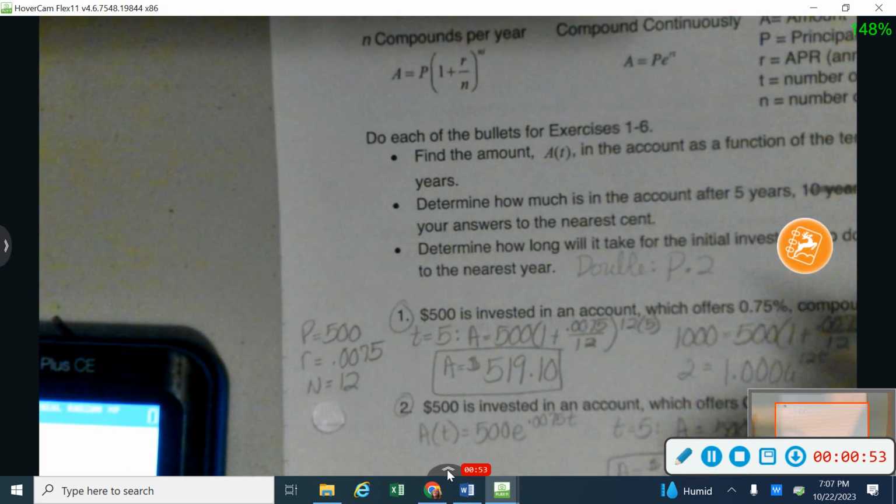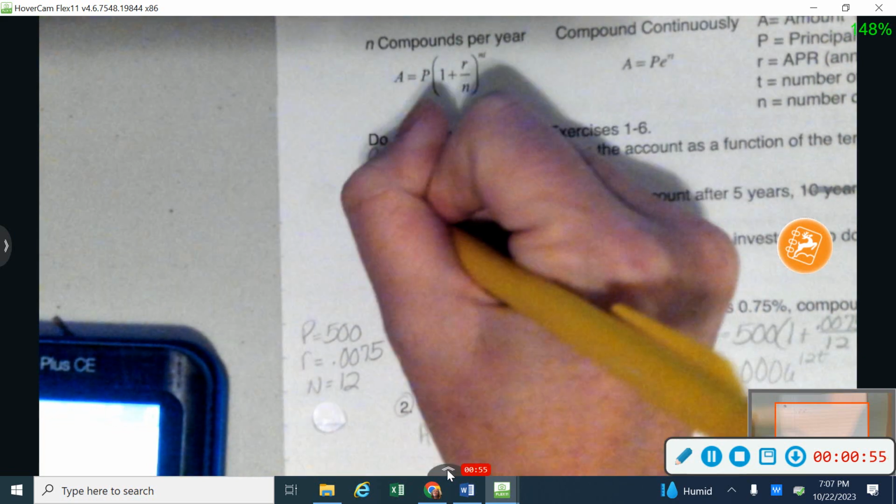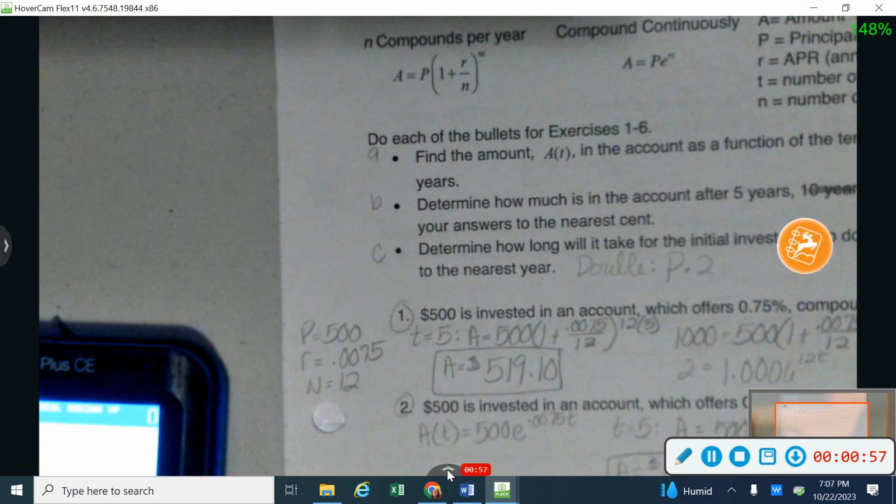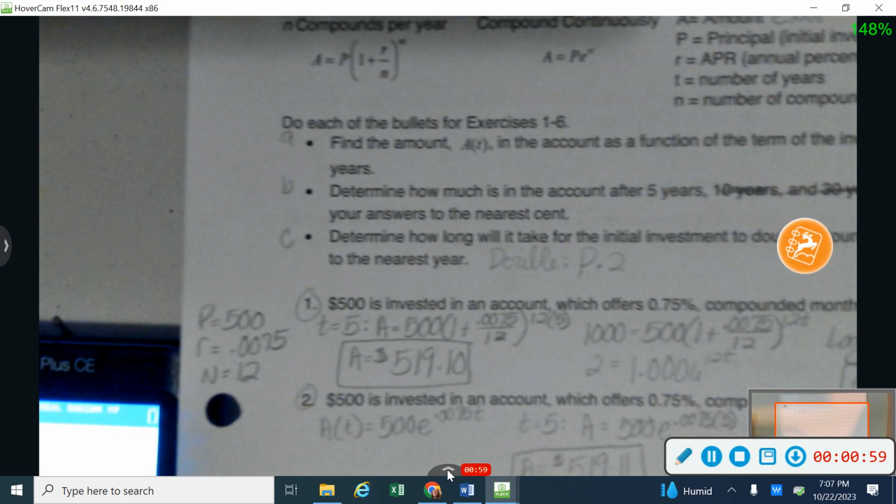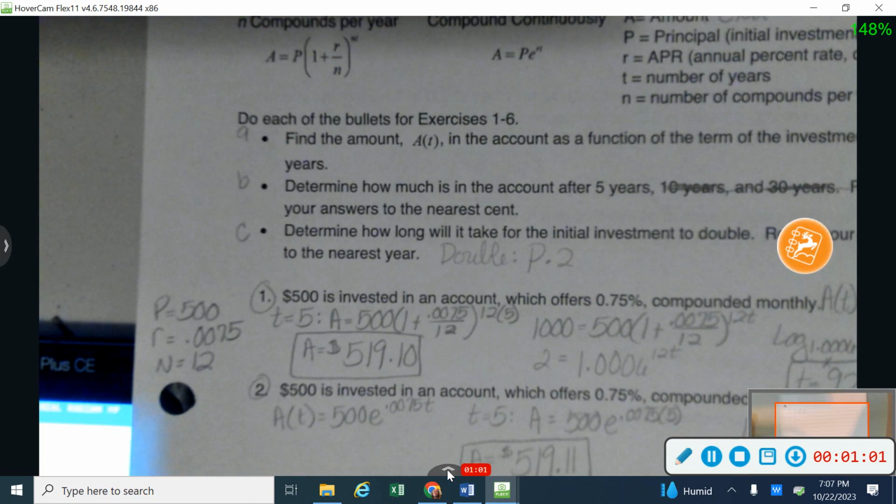Okay, so let's start with number one. Number one tells me that $500 is invested in an account which offers 0.75% compounded monthly. I'm going to start with part A. Let's just go ahead and label the parts here. So this is going to be part A, part B, and part C of each of these problems. On part B, I'm only going to work with the 5 years. We don't really need to do the 10 and the 30. If you can do 5, that would be enough for me.